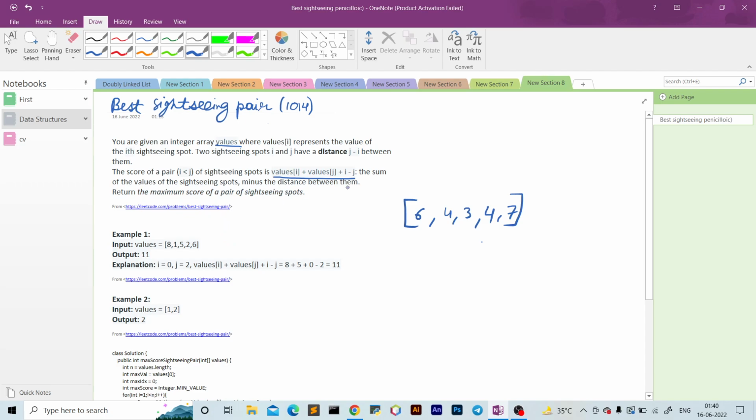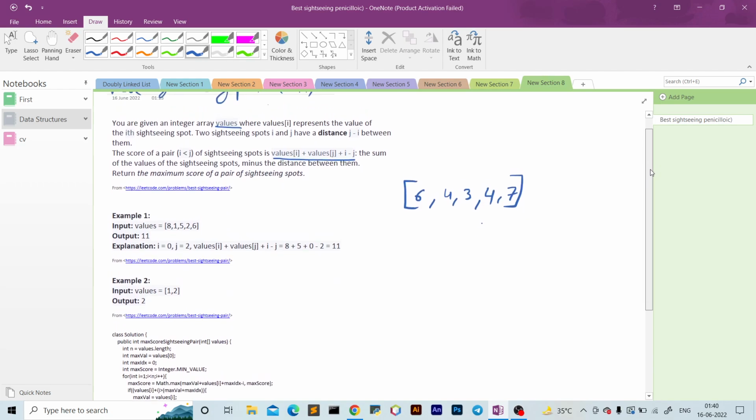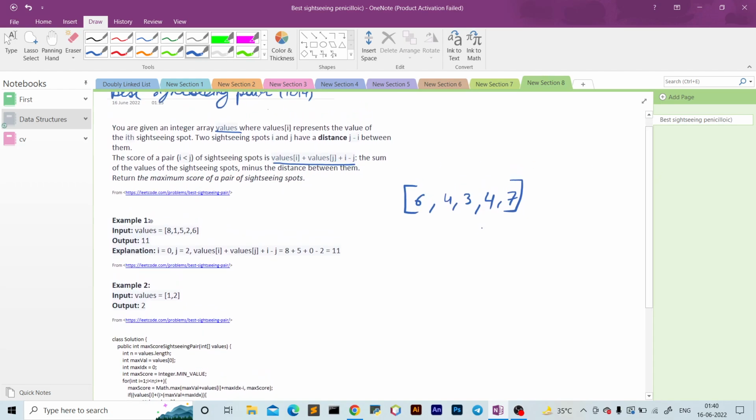So let's say in this example, the maximum value that we can obtain for this term would be 8 plus 5 plus 0 minus 2. So this is values of I, this is values of j, this is I, this is j. So we choose this and this, and the total would be 11.